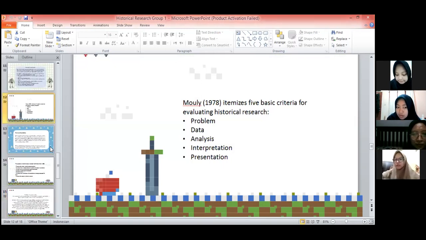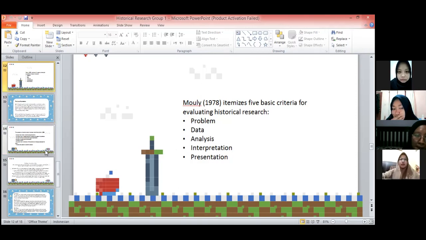Mauli 1978 itemizes five basic criteria for evaluating historical research. Number one is problem. Has the problem been clearly defined? It is difficult enough to conduct historical research adequately without adding to the confusion by starting out with a nebulous problem. Second is data. Are data of a primary nature available in sufficient completeness to provide a solution, or has there been an over-dependence on secondary or unverifiable sources? Number three is analysis. Has the dependability of the data been adequately established? Has the relevance of the data been adequately explored?